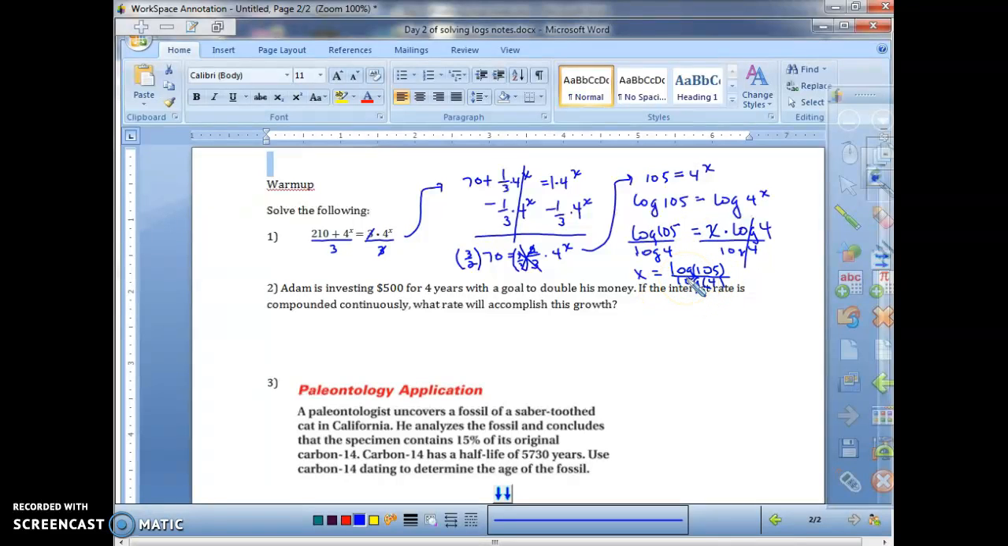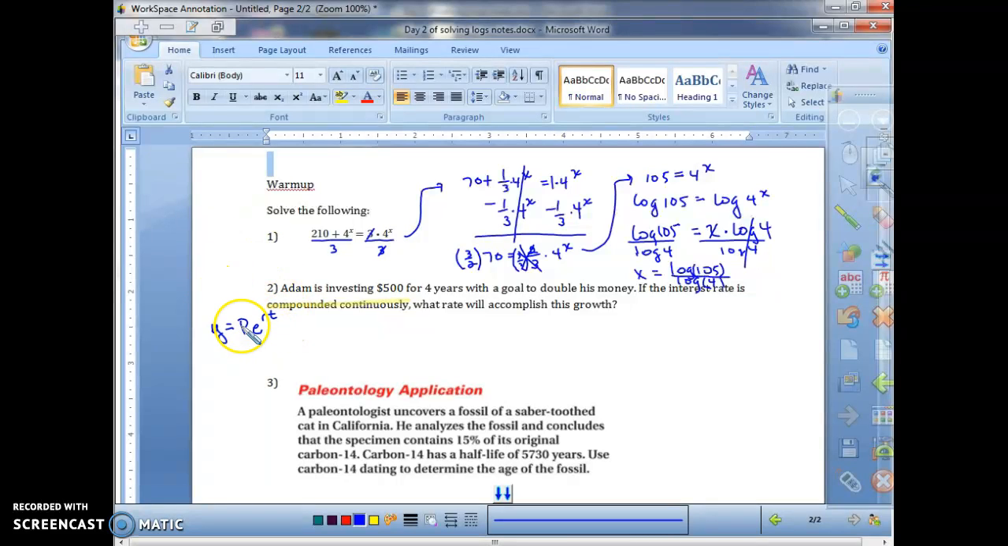Okay, the second one is Adam's investing some money. He's investing $500 for 4 years, and the goal is to double his money. If the interest rate is compounded continuously, what this is telling us is we need to use our PERT formula that we learned the other day, and it is your ending amount of money will be equal to your initial investment, or your principal investment, times e raised to the r times t.